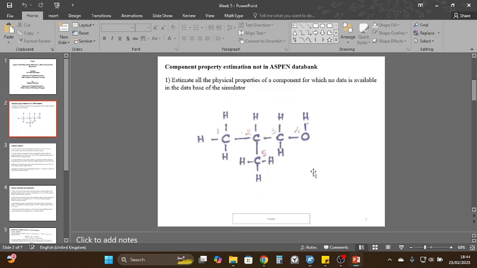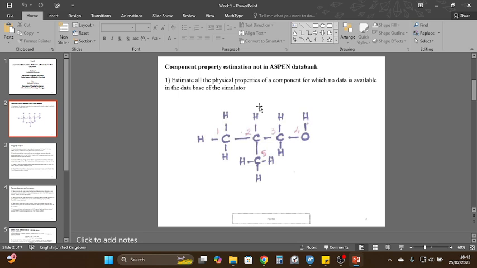So in the last class we were trying to solve this problem: we have to estimate all the physical properties of a component for which no data is available in the databank of the simulator. This was MTB, the molecular formula of MTB. Over there, the problem that we faced was that we were not able to get the mole file of MTB.